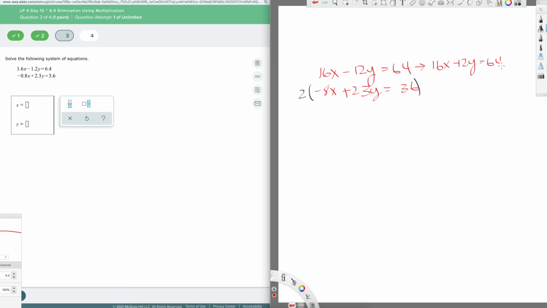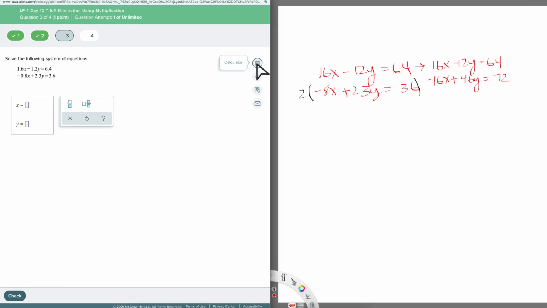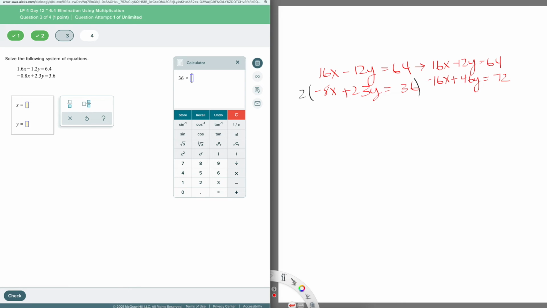But the bottom one, it's going to be 2 times negative 8 is negative 16x. 2 times 23 is 46, not 56. 46y equals, let's see, 36 times 2. I think that's going to be 72. Let's make sure I didn't mess that up in my head there. Nope, 72, we're good. All right.